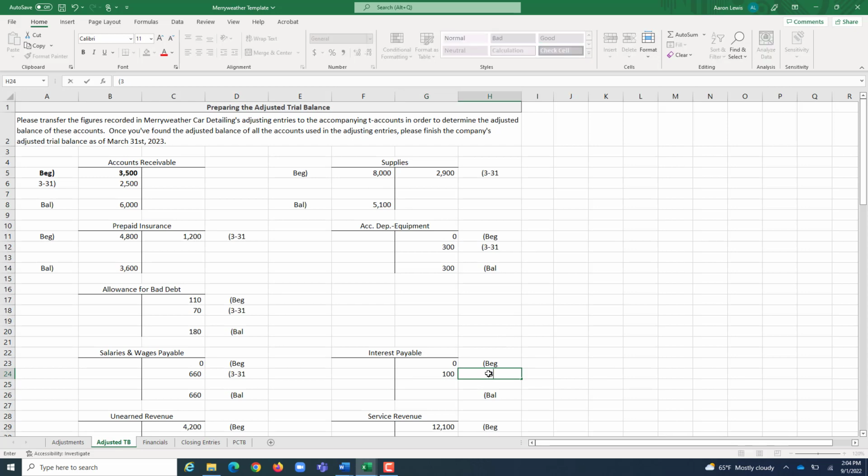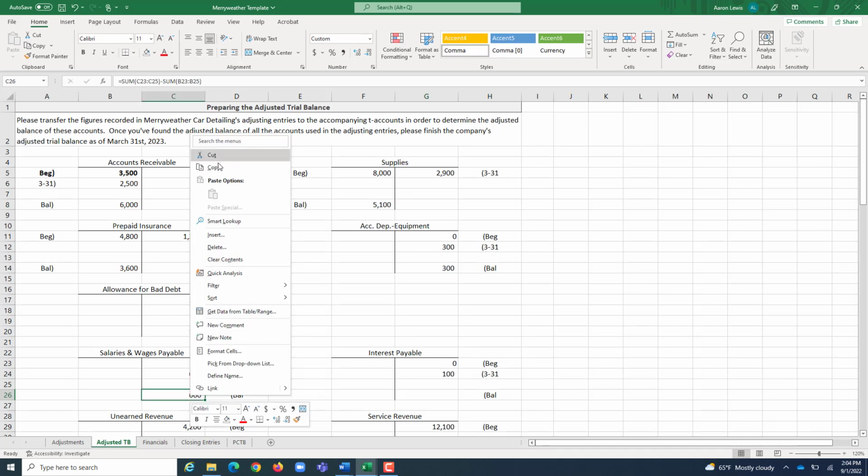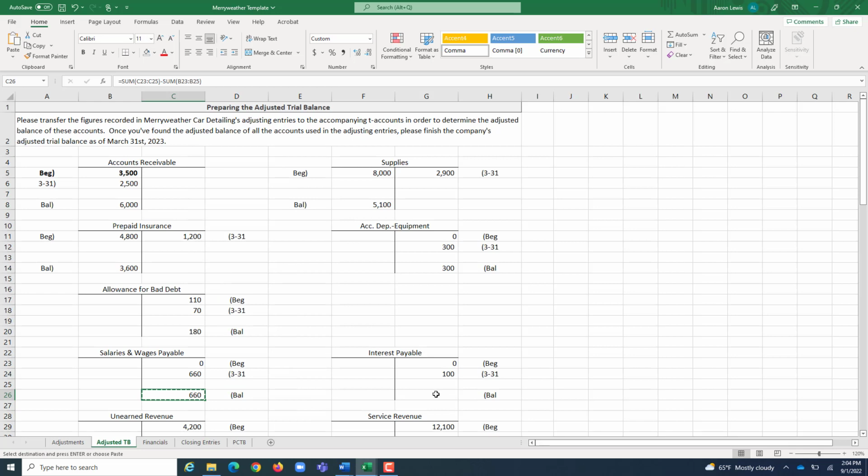And on 3/31, we have a $100 credit going in. I'm going to copy and paste our credit balance formula one more time. The balance of that account is now $100.